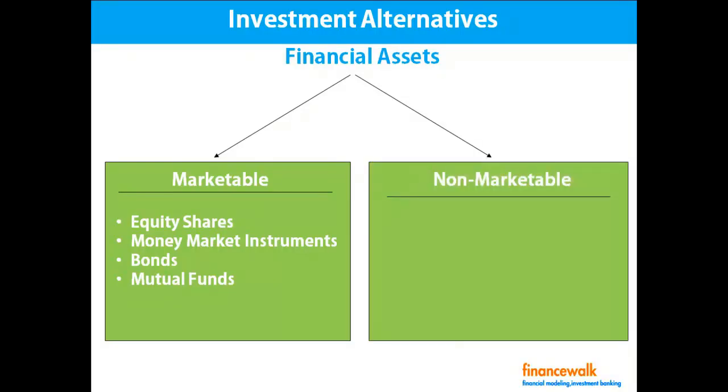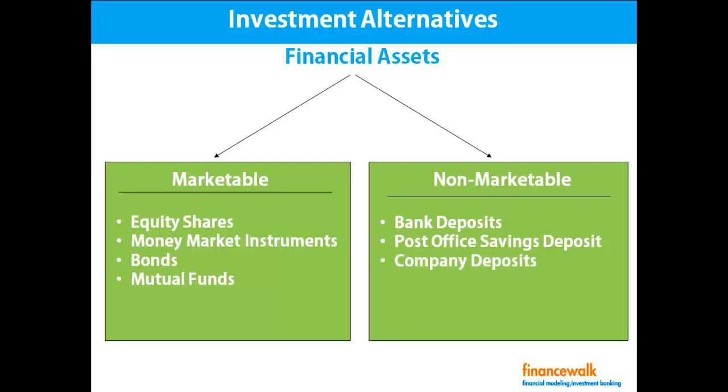We'll check now non-marketable financial assets. Non-marketable financial assets are first bank deposits, second is post office saving deposit, third is company deposits, fourth is provident fund deposits. These assets are not marketable. That means these assets do not have a market, and you definitely cannot buy and sell these assets in any market. Of course, life insurance is a part of this non-marketable financial asset.